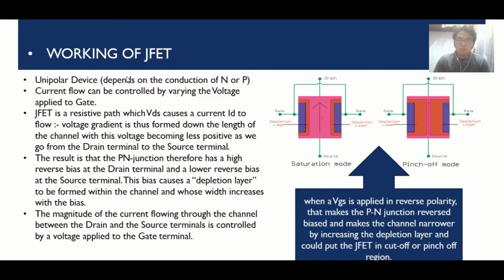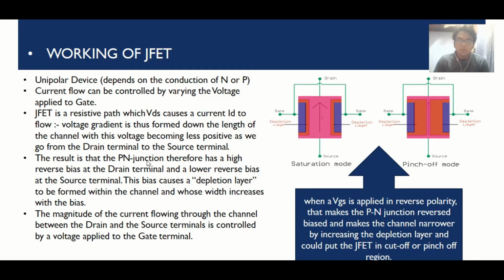Right, go to the working of JFET. We know that JFET is a unipolar device, which is it depends on the conduction of N or P channel. Current flow can be controlled by varying the voltage applied to the gate. Okay, JFET is a resistive part, which VDS causes a current ID to flow. Voltage gradient is thus formed down the length of the channel, with this voltage becoming less positive as we go from the drain terminal to the source terminal.